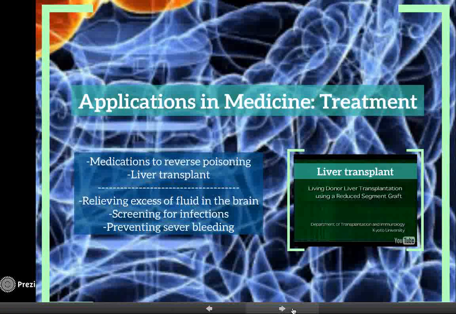Screening for infections. Your medical team will take periodic samples of your blood and urine to be tested for signs of infections. If your doctor suspects that you have an infection, you'll receive medication to treat the infection. And preventing severe bleeding. People with acute liver failure often develop bleeding ulcers in the gastrointestinal tract. Your doctor can give you medication to reduce the risk of bleeding. If you lose a lot of blood, you may require blood transfusions.